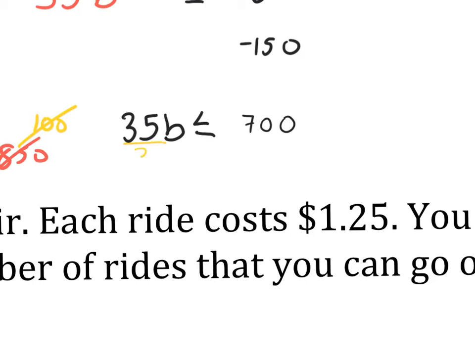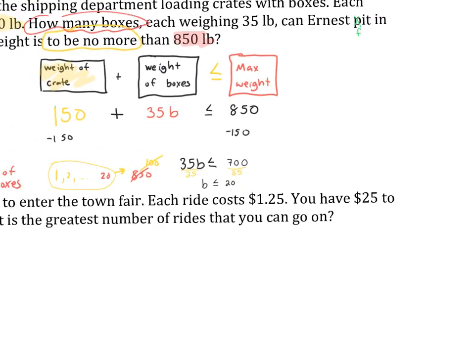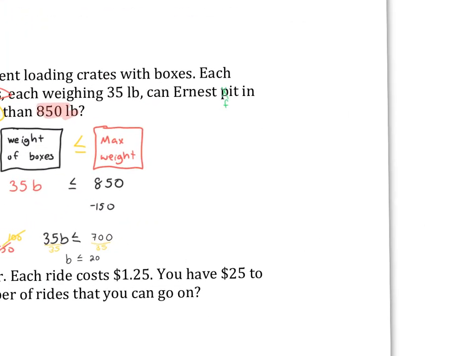So divide both sides by 35. Now, this will give us a whole number, but it doesn't have to be. So the number of boxes is less than or equal to 20. All right, so let's bring that back over here. At most, 20 boxes per crate. And there we go.